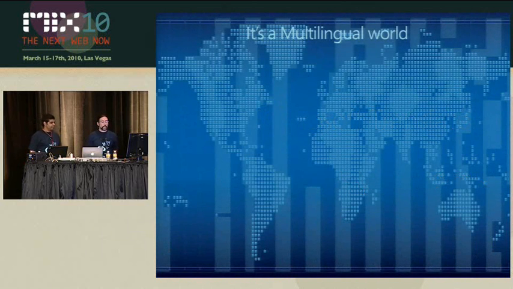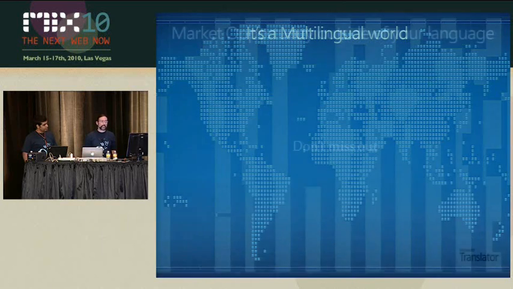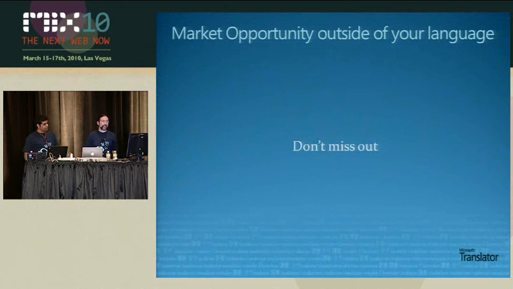So in case you weren't aware, we do live in a multilingual world, and there's this huge mass of potential audience that we may not be reaching if we are keeping our content to a single language. And really one of the things we want to help you address is how to reach that wider audience. How can you take advantage of this market opportunity that exists beyond the language that you currently publish your content in?